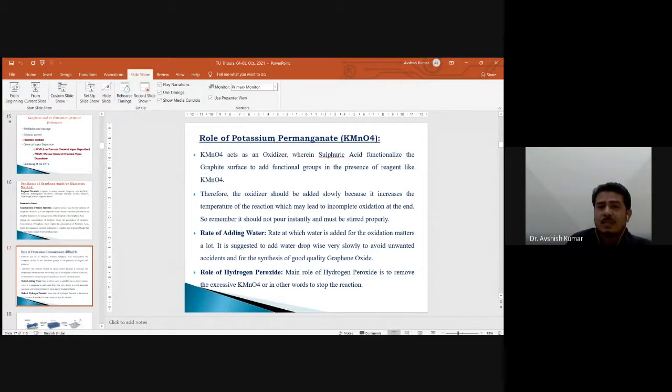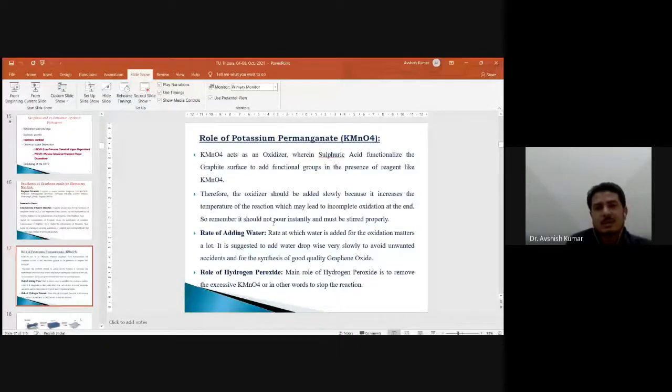Another point is the role of potassium permanganate. This potassium permanganate will act as an oxidizer, wherein the sulfuric acid functionalizes the graphite surface to add functional groups in the reagents, like the potassium permanganate you are using here.